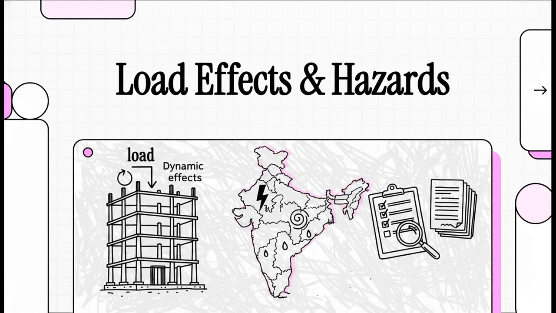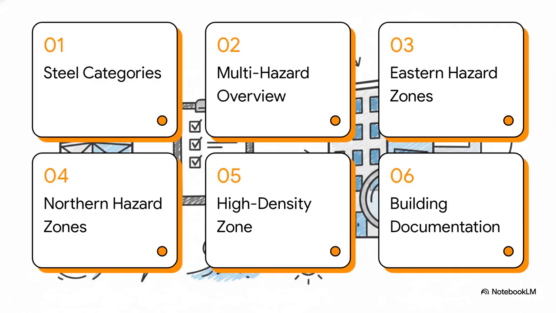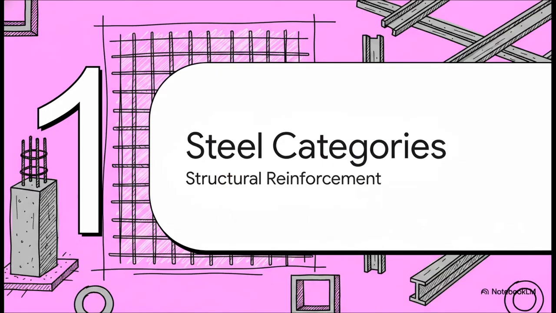If you're managing builds, overseeing reinforcement layouts, or signing off on site documentation, the data we're about to cover is your absolute baseline for safety and compliance. Let's get started. Here's a quick look at our agenda. We're covering 1. Structural steel categories, 2. Multi-hazard districts overview, 3. Eastern hazard zones, 4. Northern hazard zones, 5. Our high-density hazard zone, and 6. Building documentation.